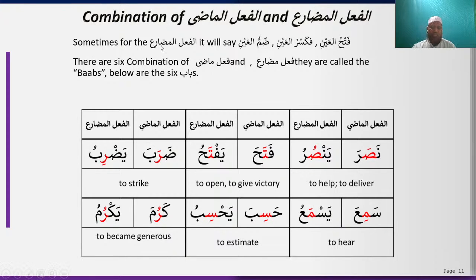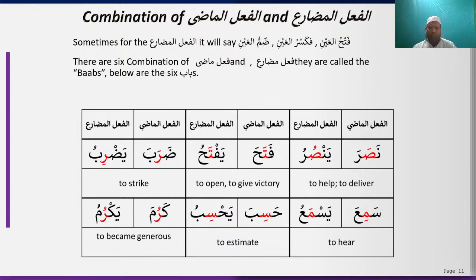So sometimes you'll see fil madi fathul ayn, or fil mudari fathul ayn, fil madi kasrul ayn, or fil mudari kasrul ayn, fil madi dammul ayn, or fil mudari dammul ayn. Or sometimes you'll see they just mention nasara. Then you know what will be the harakah on the aynul kalima of madi, and what will be the harakah on the aynul kalima in fil mudari.